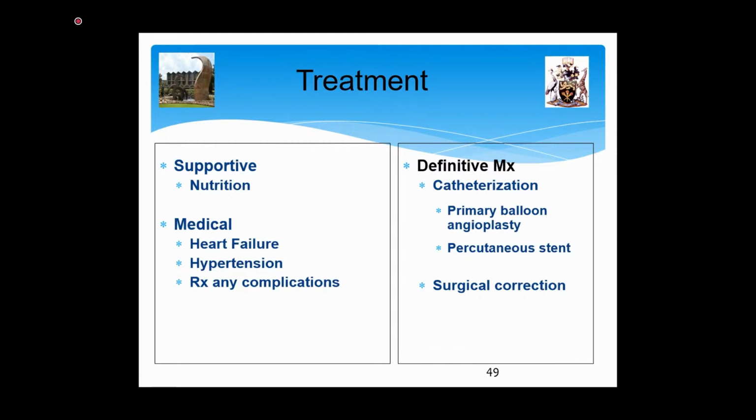Treatment is supportive if they're in heart failure: manage the heart failure, manage the hypertension and any complications. Some of them will present with stroke. Some of you might have seen some of these children on the 7th floor with strokes as adolescents. For definitive management, usually we do catheterization and balloon to enlarge the coarctation, or we put in a stent to support the vessel open. And if that doesn't work, we will then advise surgical correction.